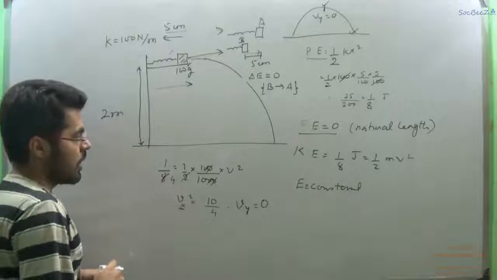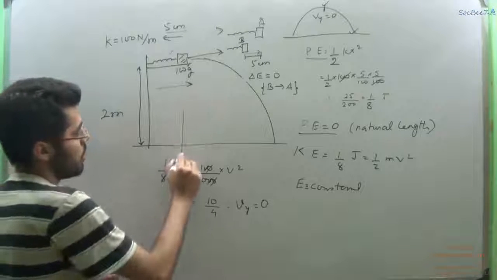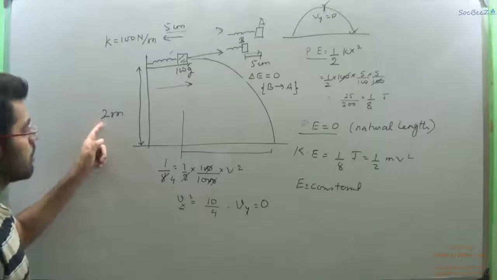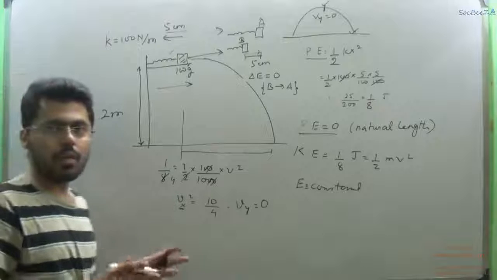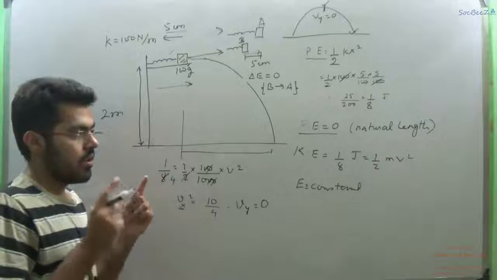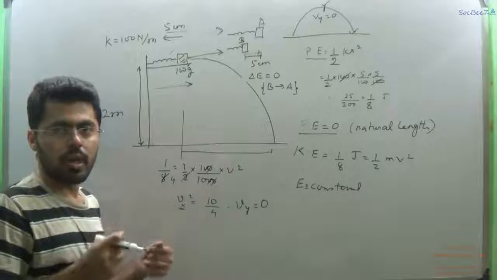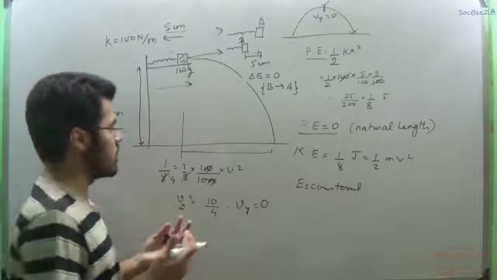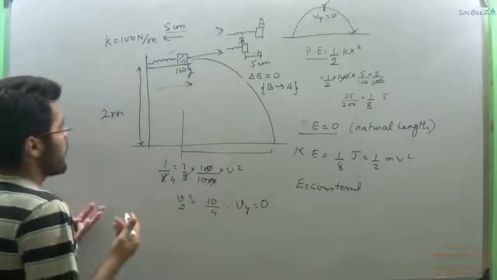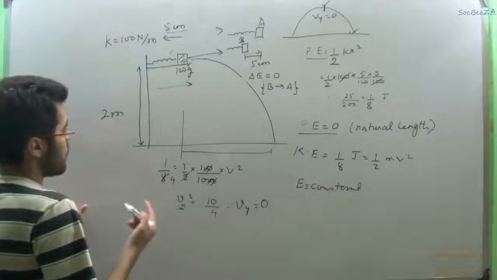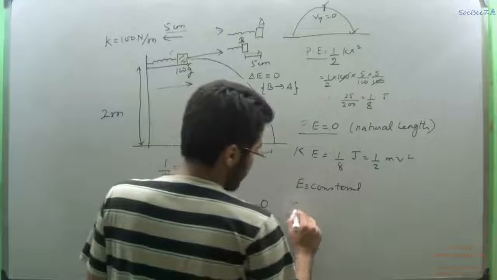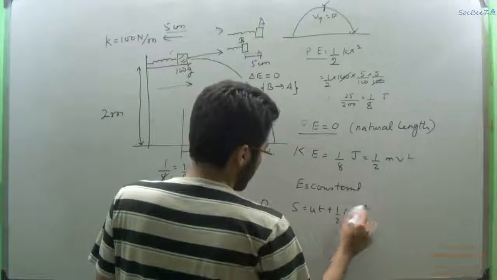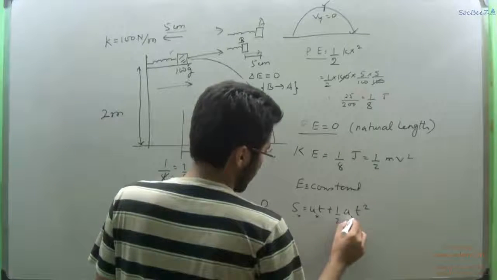So Vy is 0. Now we have been asked, what is the horizontal distance it will move while coming to the ground, which is 2 meters below? It means simultaneously now we have to solve motion along y-axis and motion along x-axis. And what is common with us? That is time. We have seen all these things in kinematics. So we have time in our hand. It means we can apply equation of s equal to ut plus half a t square, with x, ux, ax.